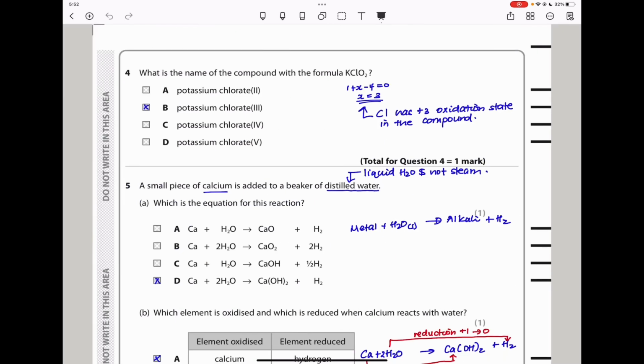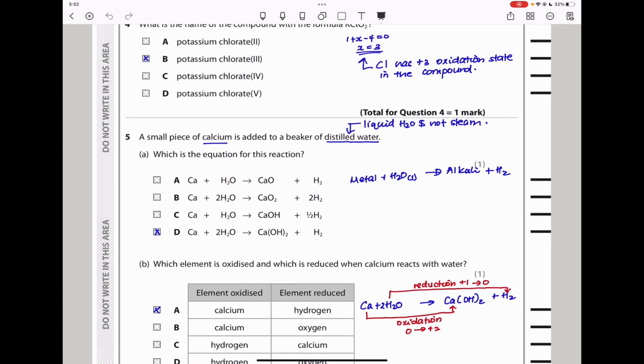Let's move on. Question 4 says, what is the name of the compound with the formula KClO2? Here we have to find the oxidation state of chlorine in this compound. So let's assume potassium is always +1, chlorine is X, and oxygen in this case is -2. -2 times 2 gives you -4. Combining this, and remember this is a compound, the total oxidation should be 0. So here X comes out to be 3. So the oxidation state of chlorine in here is +3. Therefore, the compound should be potassium chlorate(III). The answer should be a B.